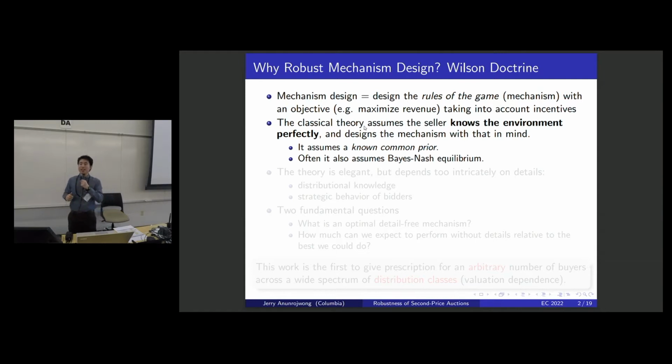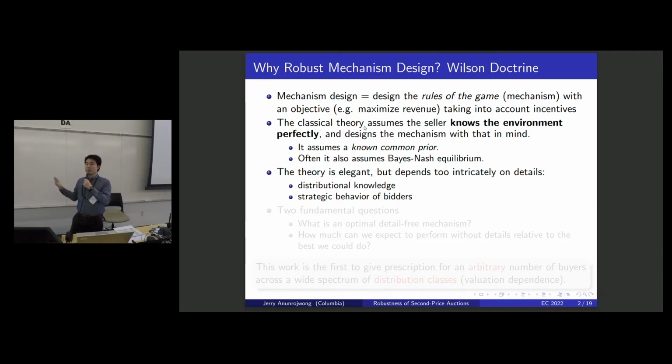Mechanism design is a way to systematically design the rules of the game, or a mechanism, to achieve an objective. Here it is to maximize revenue, while taking into account incentives. The classical theory assumes that you know the environment perfectly and designs the mechanism with that in mind. In particular, it assumes that a common prior is known. Often it also makes strong assumptions on agent behavior, like agents are Bayesian and play a Bayes-Nash equilibrium. This theory is very elegant, but it depends too intricately on details about the knowledge of the common prior and how bidders behave strategically.